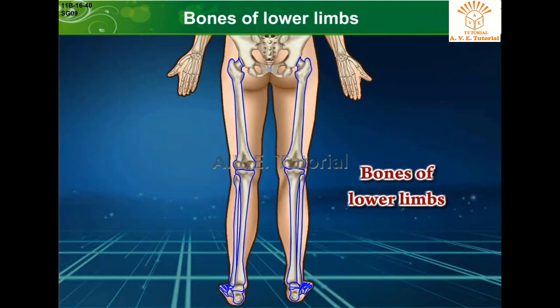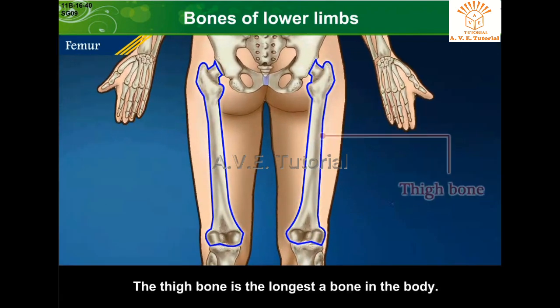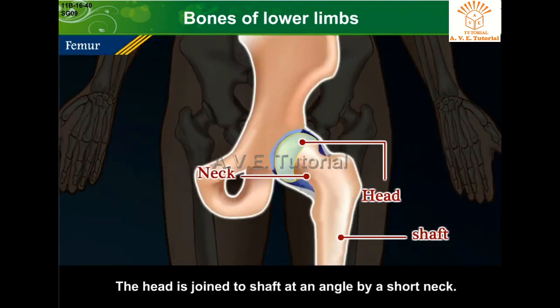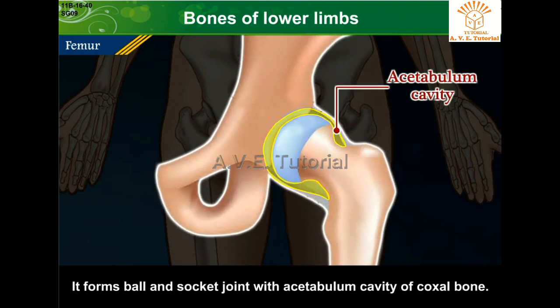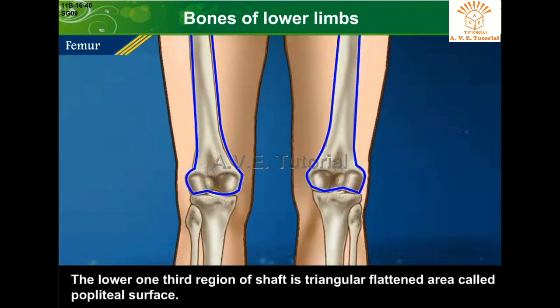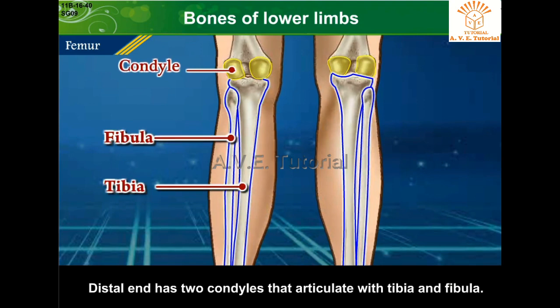Bones of lower limb. 1. Femur. The thigh bone is the longest bone in the body. The head is joined to shaft at an angle by a short neck. It forms ball and socket joint with acetabulum cavity of coxal bone. The lower 1/3 region of shaft is a triangular flattened area called popliteal surface. Distal end has 2 condyles that articulate with tibia and fibula.